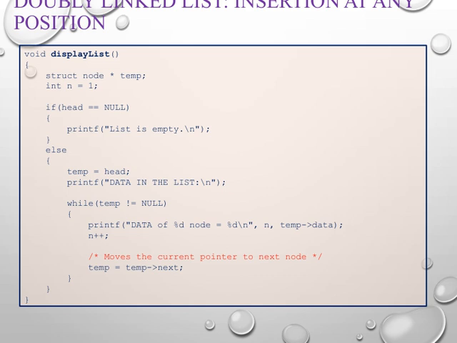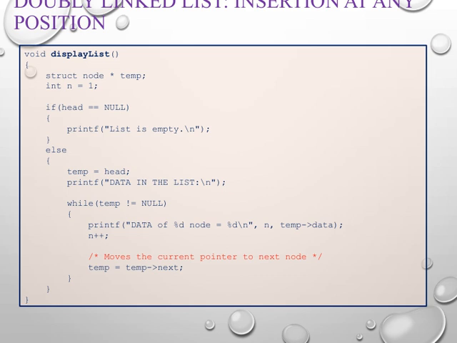First, it checks if the head of the list is null, meaning the list is empty. If so, it simply prints a message indicating that. Otherwise, it sets temp to point to the head node and prints a header message to indicate the start of the data display. Then, it enters a while loop that continues as long as temp is not null.